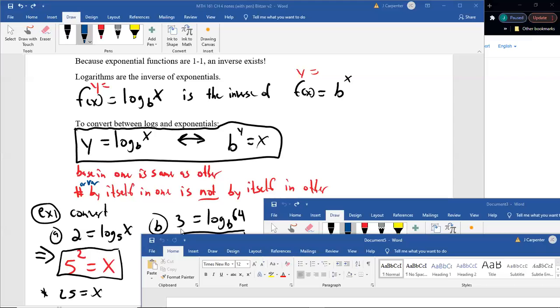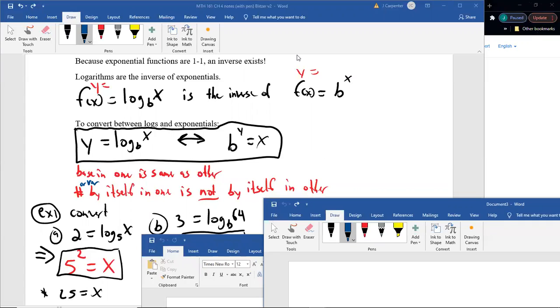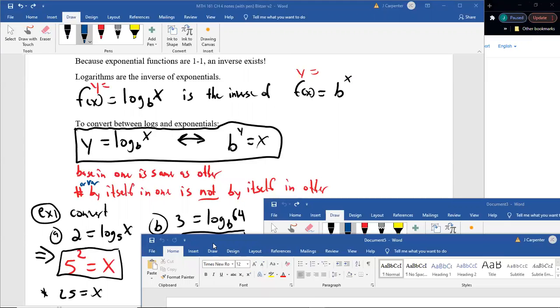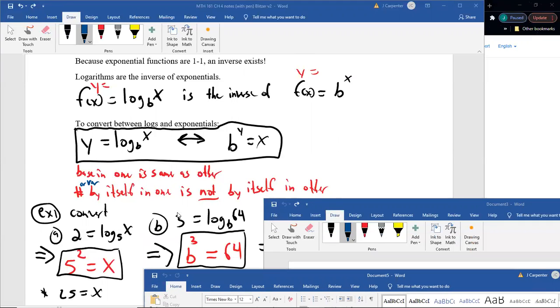The 3 is by itself in this form, which means it cannot be by itself again. So it won't be b to the 64 equals 3, it's going to be b cubed equals 64. Again, the 3 is by itself in this form, so it can't be by itself in this form. The 64 is by itself in the answer, so it can't be by itself in the question. The base of the log is the base of the exponential. And there we go, there's our conversion. So 3 equals log base b of 64 is the same thing as saying b cubed equals 64.